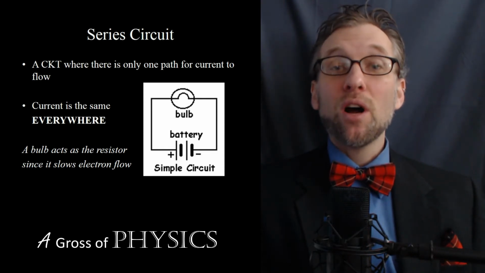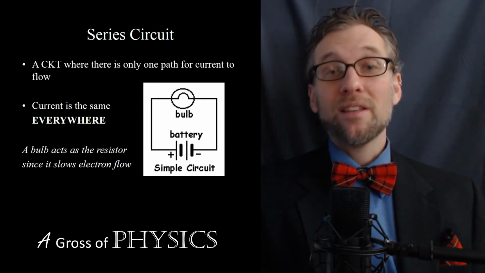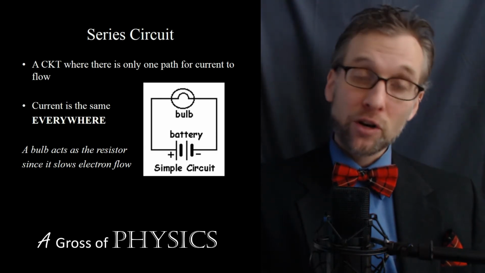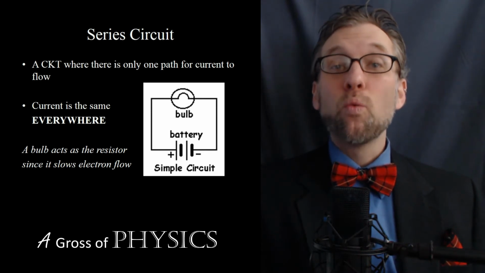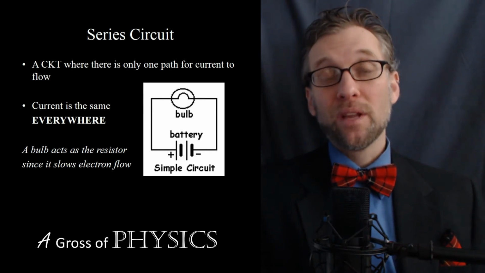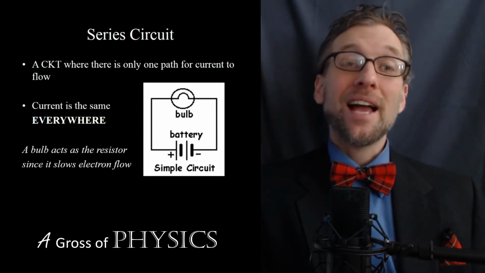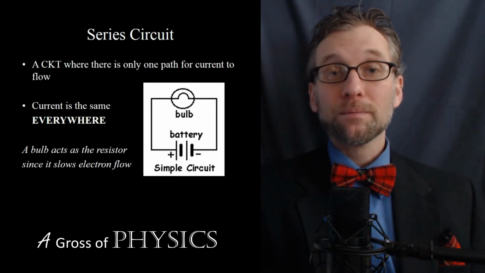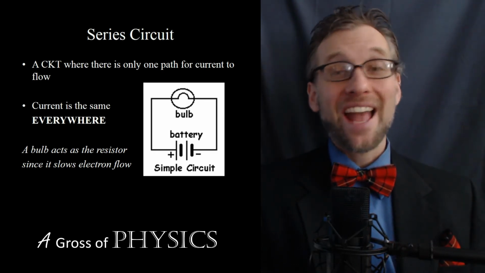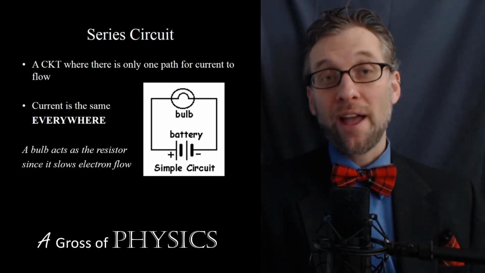When you connect them in a row, you have a battery, then the first resistor or lamp, the second and third, and then you go back to the battery. In that case, there's one path for current to flow. So a series circuit is defined as a circuit where there's only one path for current to flow. If there's a break in the circuit anywhere, it's going to cause the rest of the circuit to fail.